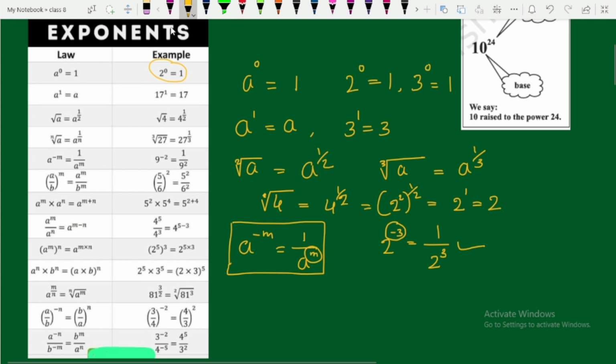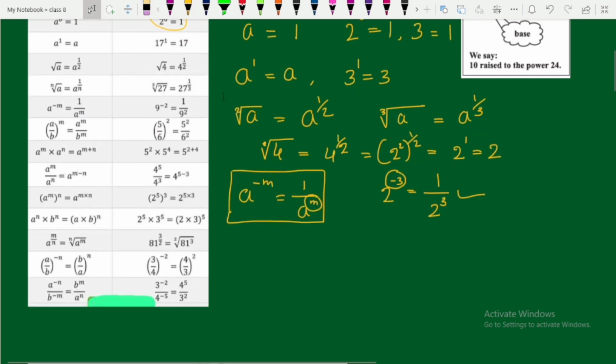Power of a power, which is power is negative. Okay. So next law is (a/b) whole to the power m. When the number is a fraction and its power is m, you take the power m for each term, that is a^m / b^m. This is a law of exponents.